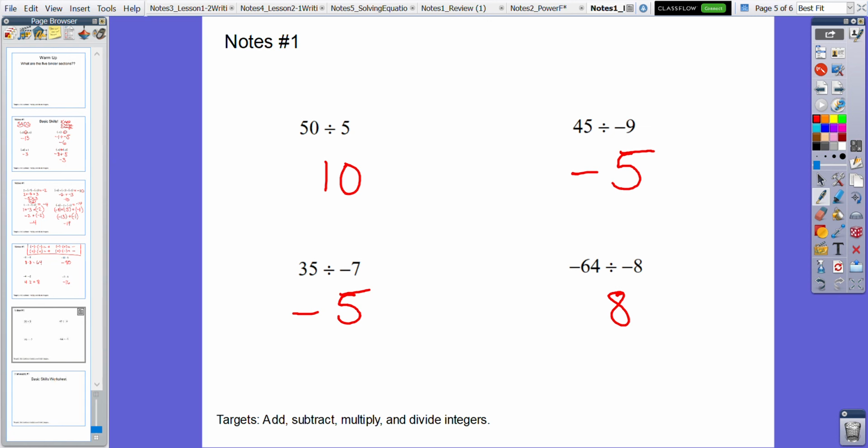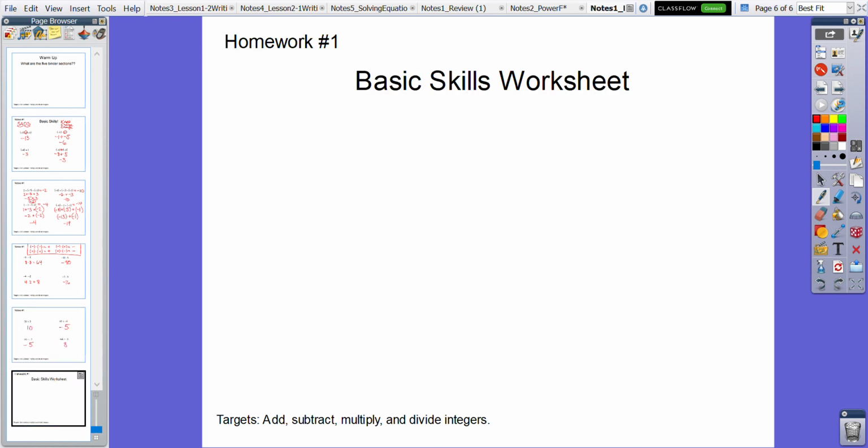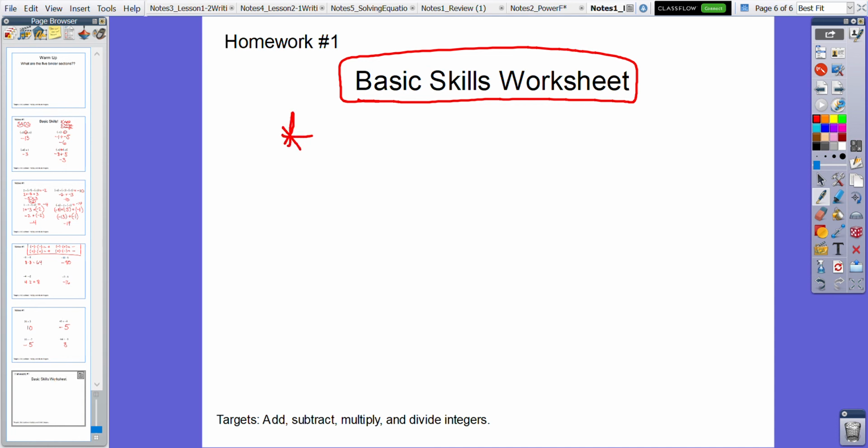So your homework for this lesson, I've already posted it on our Google Classroom. If you're watching this, it should be there. If not, make sure you message me. It is that basic skills worksheet. It's all on Google Classroom. So make sure you do that. With that assignment, I'm going to bring up a couple things. First of all, make sure you're showing your work.